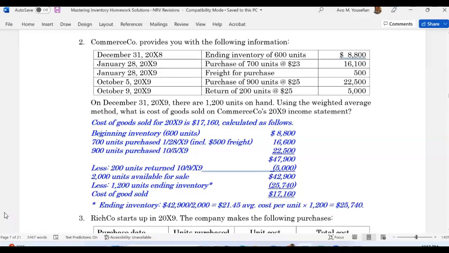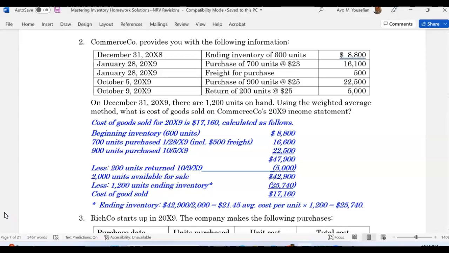How do we know that? Because it is 600 here, plus 700, that's 1,300, plus 900, that's 2,200, minus 200 here, that's 2,000 left available for sale. Okay, so 2,000 units available for sale at the total cost of $47,900 minus $5,000 return. It's $42,900 available. Ending inventory is 1,200 units, right?